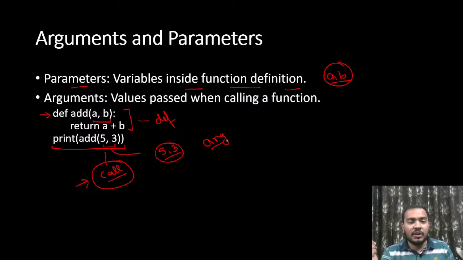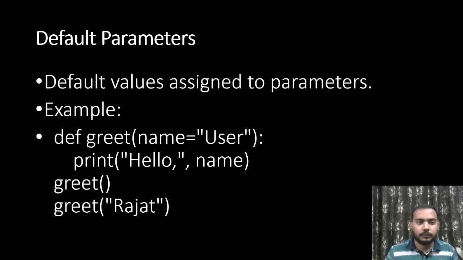So in general scenarios, whenever we talk about the parameters or the arguments, parameters are the variables which will be given to the function definition, and arguments are the values which are actually passed to those parameters. Okay, now these parameters and arguments are again divided into certain categories. So one category that we have is called default parameters.